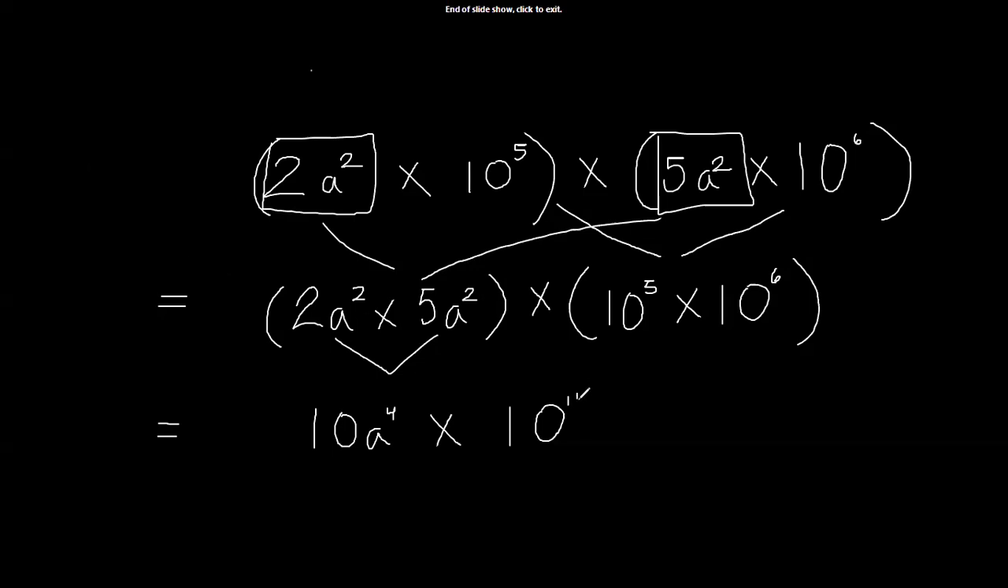And then if you wanna write this in scientific notation, we technically can't write it in scientific notation because of the a to the power of 4. But if we want to insist on only the whole numbers being in quote unquote scientific notation, we'll bring that over. And this will be 1.0a to the power of 4 multiplied by 10 to the power of 12. Good.